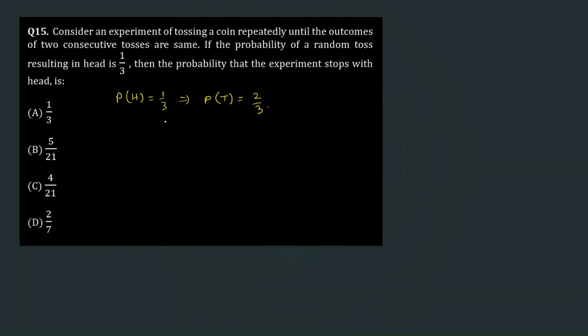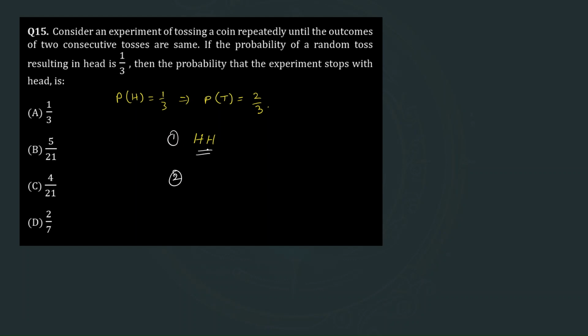Now we need to consider cases for this. Now we are given that the coin is tossed until two consecutive tosses are same, and also the experiment stops with a head. That means last two tosses must give us head. So we have to consider different cases for these combinations. The first combination will be HH itself. Head on first toss and then again head. So this is one of the possible combinations.